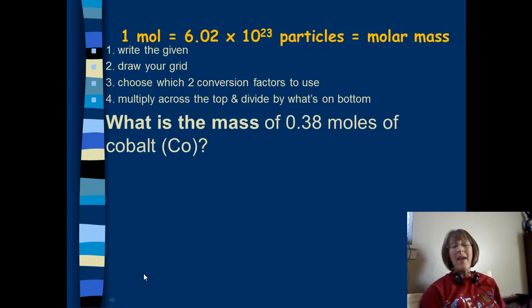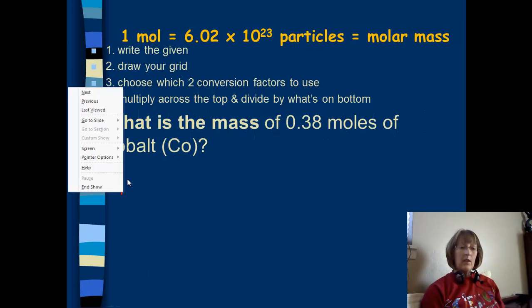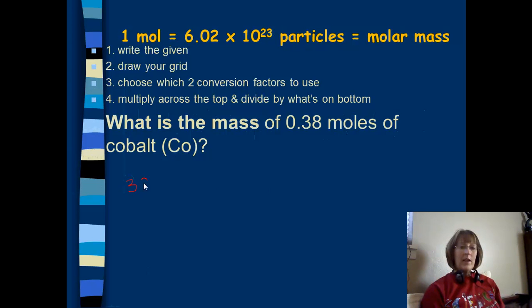Okay, number 3, what's the mass of 0.38 moles of cobalt? Number 1, write the given. Stop that nonsense. 0.38 moles of cobalt. Notice it's capital C, little o. A lot of you guys have problems remembering how to write your symbols, or you're just sloppy when you're writing, one of the two. Be careful and write it properly. All right, so we've got 0.38 moles of cobalt.